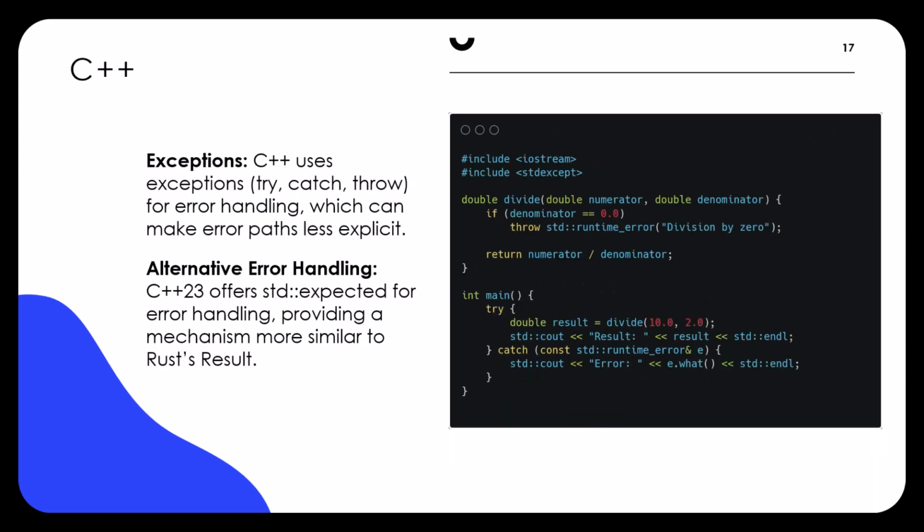In C++, errors are typically managed with exceptions through try, catch, and throw statements. C++23 introduces std::expected, which works similarly to Rust's Result, giving developers an alternative to exceptions. C++ provides flexible error handling options, but it's not as explicit as Rust's approach.